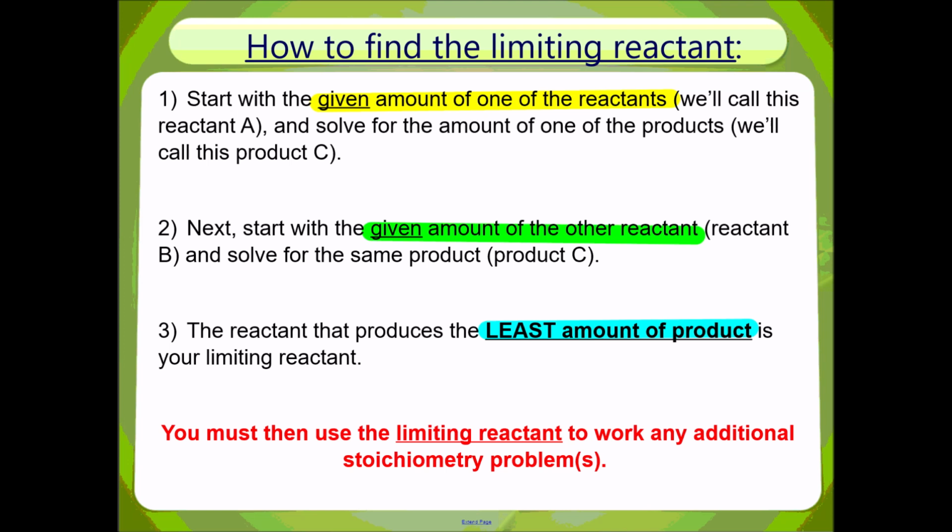This is very important. You must solve for the same product both times so that you can compare them. Finally, the reactant that produces the least amount of product is your limiting reactant. You must then use the limiting reactant to work any additional stoichiometry problems.